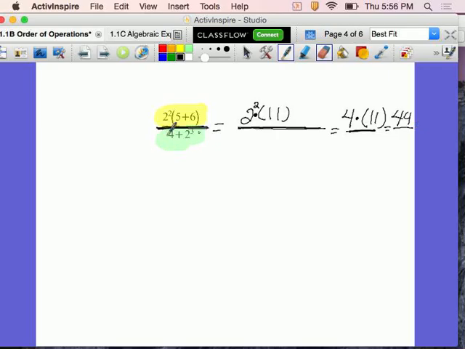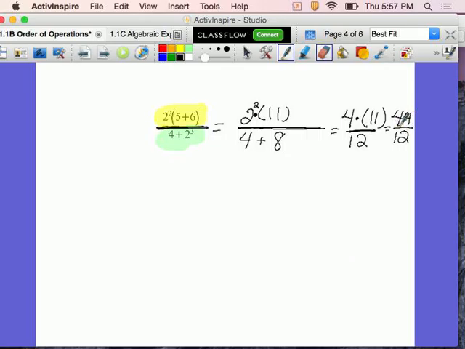So now backing up, 4 plus 2 to the third power. So first I need to evaluate my exponent, so it's going to be 4 plus, and that's not 6, that's 2 times 2 times 2, which is 8. And then I'm adding, 4 plus 8 is 12, and then I'm just copying it over here because I have one more step. And don't make the mistake of thinking that this is your final answer.